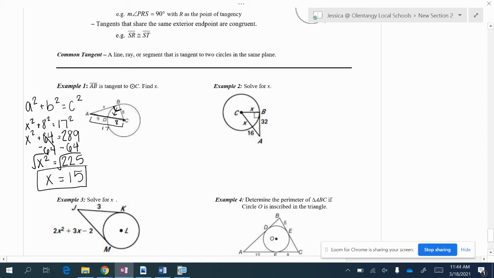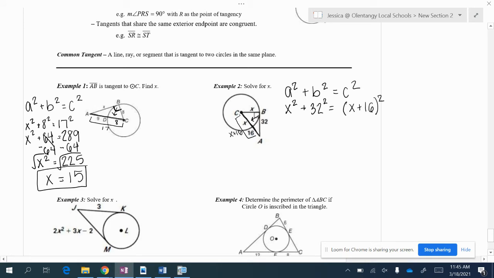Example 2 is pretty much the same idea here. We are still taking CA to be our hypotenuse, except the length of our hypotenuse is x plus 16 here. So a squared plus b squared is equal to c squared. A and b are just our sides of our shape, so this can stay as x squared plus 32 squared. And then c squared is x plus 16, so x plus 16 squared.